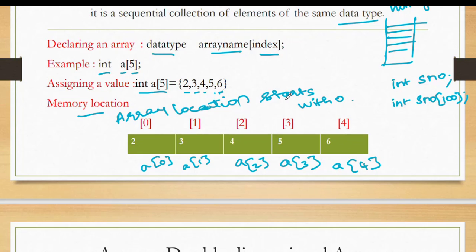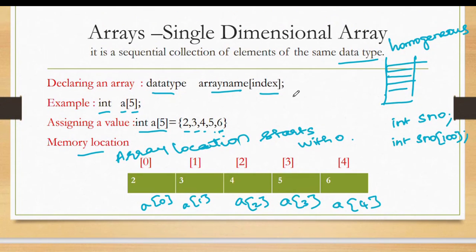So this is called a one-dimensional array, or single-dimensional array, or simple array. Whatever the name, everything is the same. It is a sequential collection of elements of the same data type, or we can also call it a set of homogeneous data stored in a single variable name. This a is only a single variable, and I can store a set of data. That is called an array, that is a single-dimensional array.